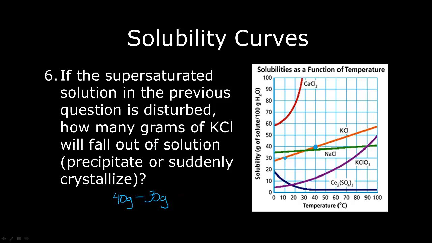So if we shake this solution or we accidentally disturb it, the extra is going to come out of solution. 30 grams will stay in because 30 grams can stay dissolved. So it's just 40 minus 30, and that's equal to 10 grams. So we should have 10 grams of KCl precipitate out of solution.